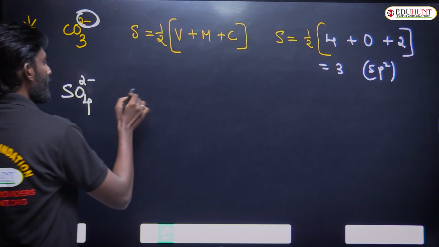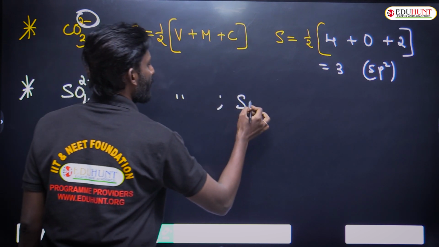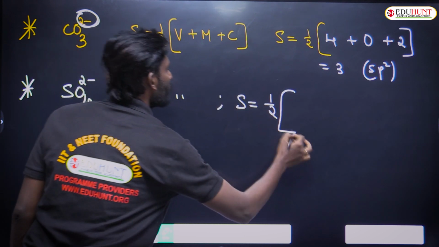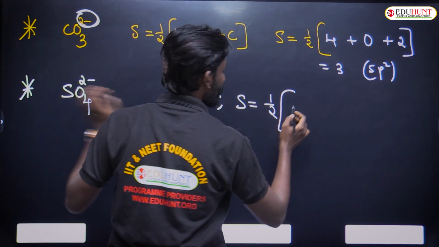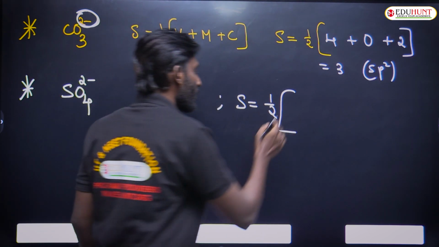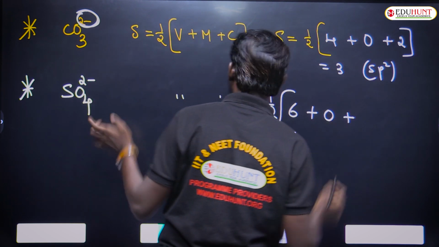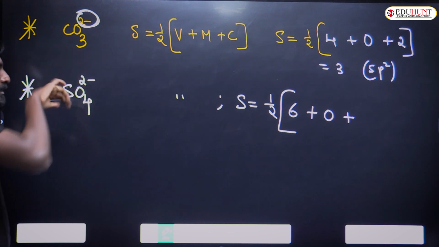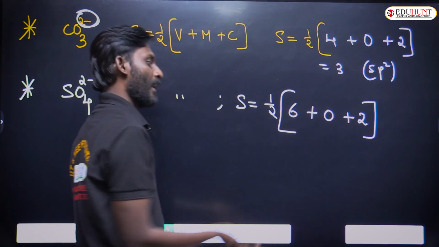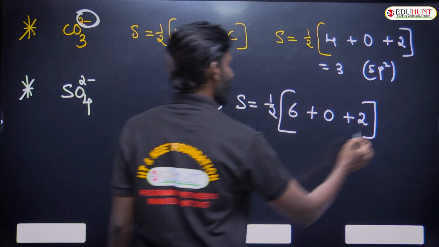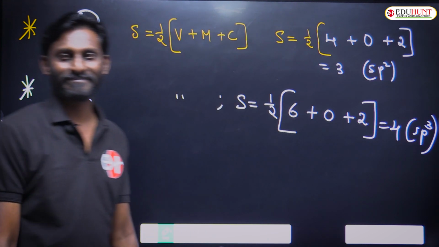And SO4 2 negative. S is equal to, same formula, anion, same formula. Apply the formula. S is equal to 1 by 2 times, the valence electrons of sulfur is 6, 3s2 3p4. 6 plus monovalent atoms are 0, no monovalent atom, plus 2 unit charge I need to add here, plus 2. 6 plus 2, 8, 8 by 2, 4. So if the steric factor is 4, it is sp3 hybridization.